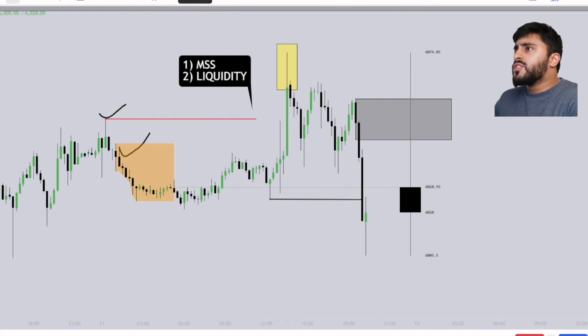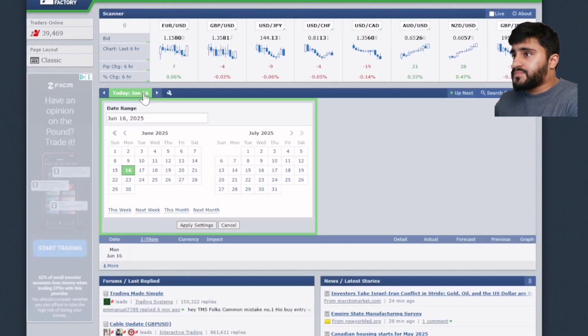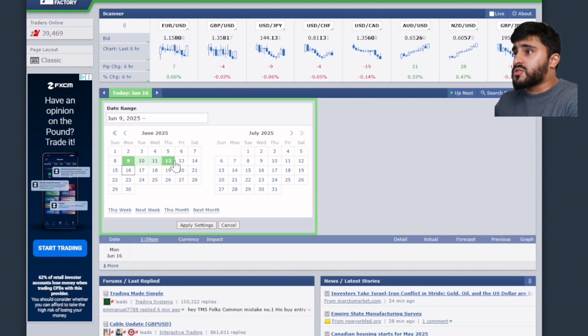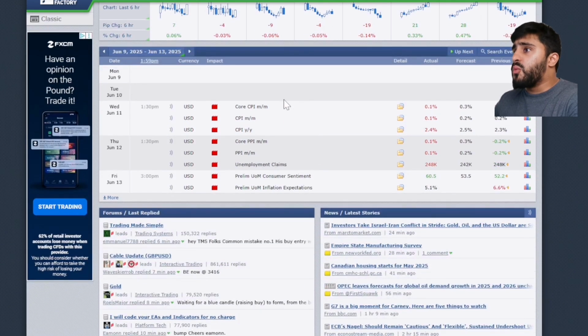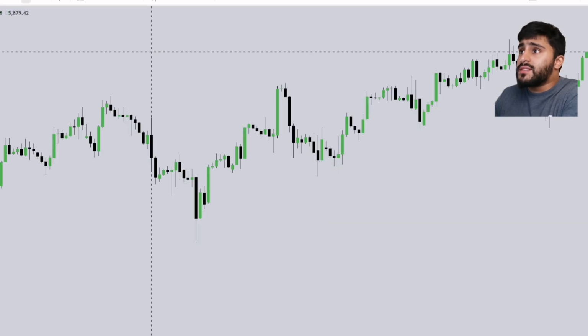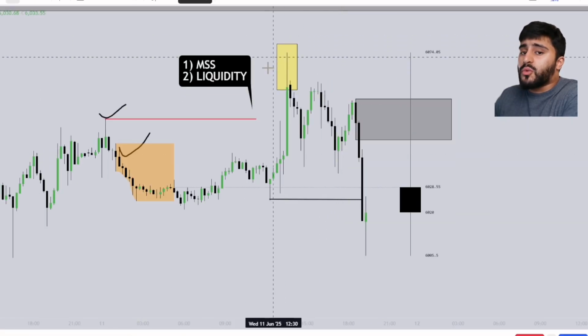liquidity sweeps. Based off the economic calendar, if we go back to last week, what we had over here was the 9th to 13th. If you take a look at what was going on, we had a huge amount of news from Wednesday, Thursday, and Friday, particularly Wednesday the 11th, 1:30 p.m. UK time, which corresponds to 8:30 a.m. EST or New York time. We can see we had core CPI, we had CPI data come out. So that is the reason we had this liquidity sweep over here.